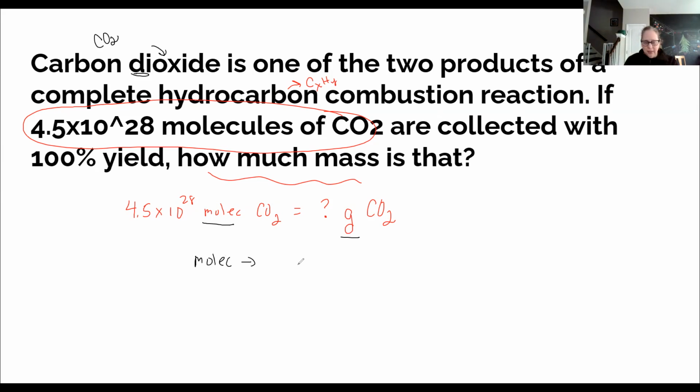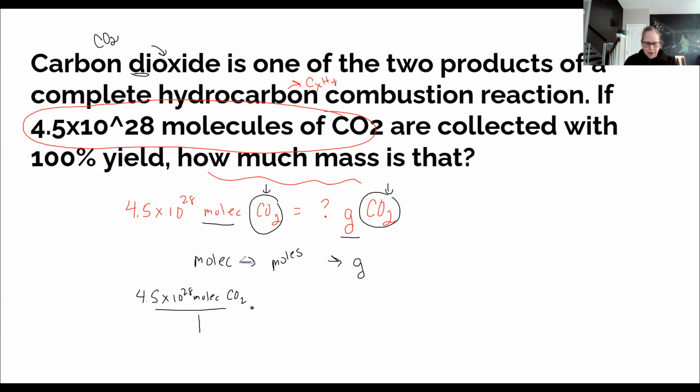This is not stoic. Why? Because I have the same species. So what's the rule for when I'm converting? You don't see moles at the beginning and you don't see moles at the end. Magic moles goes in the middle when we have those same species. All right, so how do we start this off? Always 4.5 times 10 to the 28 molecules of carbon dioxide over 1. That's our start.